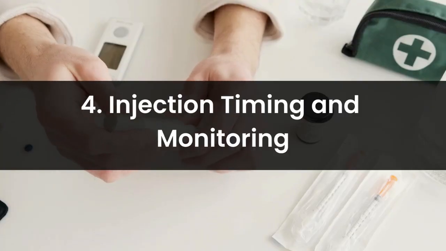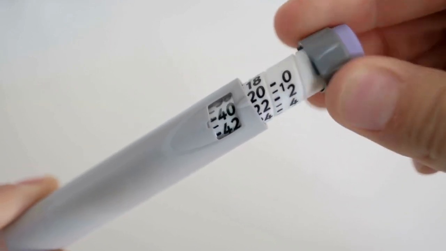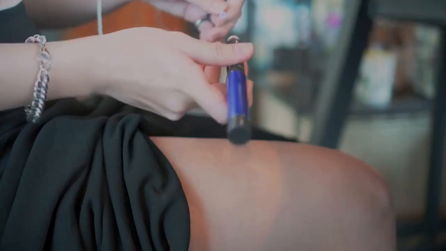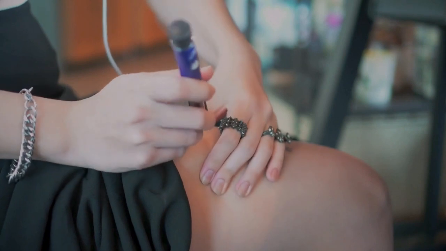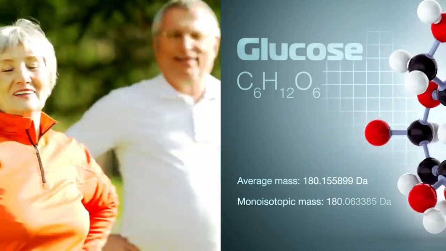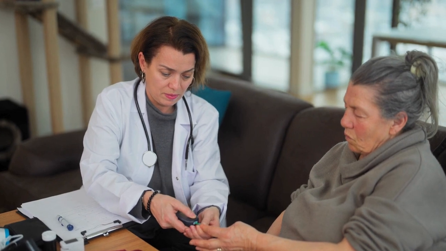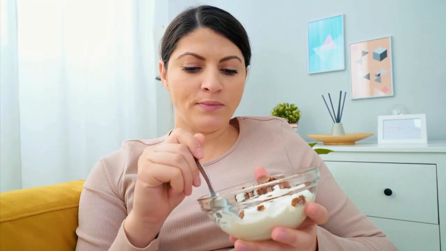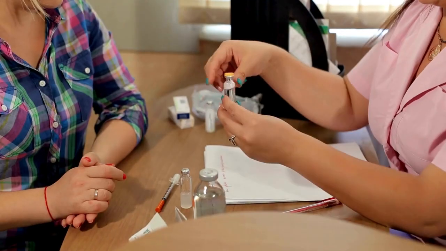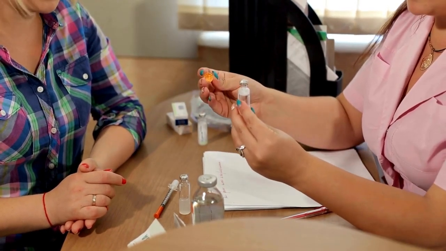Number 4. Injection timing and monitoring. Injection timing and monitoring play a critical role in diabetes management, particularly for patients who require insulin therapy. This aspect involves careful planning of when to administer insulin injections in relation to meals, physical activity, and blood glucose levels. Effective injection timing and monitoring require personalized care plans tailored to each patient's lifestyle, dietary habits, activity levels, and insulin sensitivity. Healthcare providers work closely with patients to establish optimal insulin regimens and monitoring routines based on ongoing assessment and feedback.